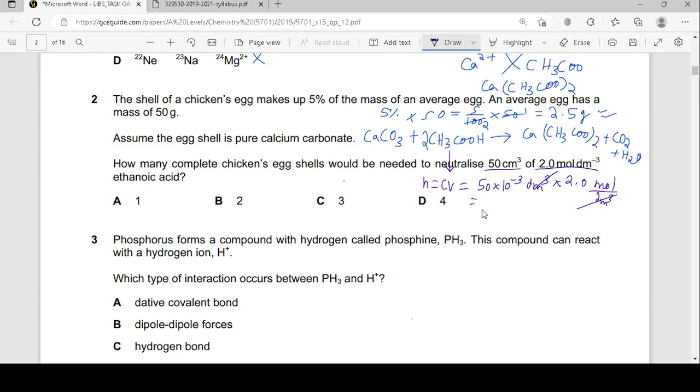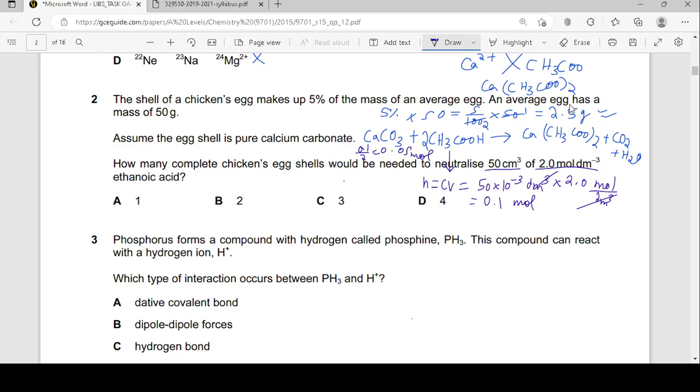Alright, I got the calculator. 50 times 10 to the minus 3 times 2. And you get 0.1 moles. Okay, so you have 0.1 moles of ethanoic acid. Now if you use the molar ratio, you know it is a 2 to 1 molar ratio. So ethanoic acid is 0.1 moles, then calcium carbonate will be 0.1 divided by 2. How many moles is that? It's 0.05, is it not? Yeah, it's 0.05 moles of calcium carbonate.